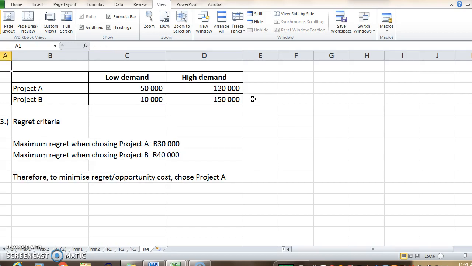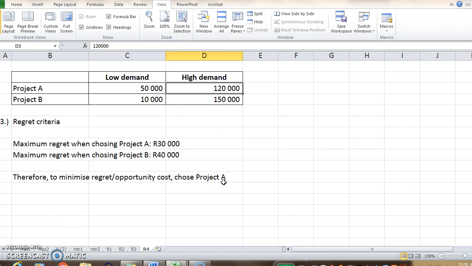So then we compare the two opportunity costs. So the maximum regret or opportunity cost when choosing project A is the 50,000 under high demand. And the maximum regret or opportunity cost when choosing project B is the 40,000 when there's a low demand. So therefore, to minimize the regret or opportunity cost, we have to choose project A.